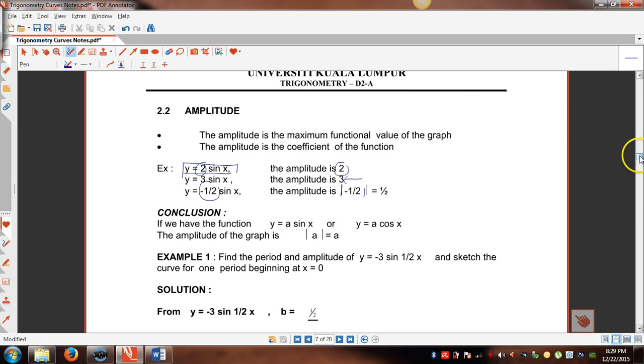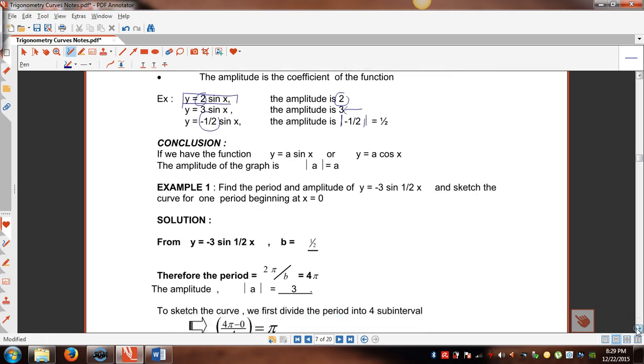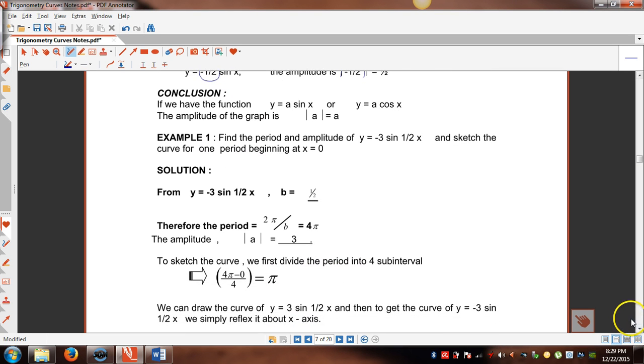So we look at example 1 regarding the amplitude. Find the period and amplitude of y equal to negative 3 sine half x and sketch the curve for one period beginning at x equal to 0. Obviously, we have to find the period first. So this is your A and this is your B. So B equal to half, A equal to negative 3, right? So therefore, the period equal to 2 pi over B. B equal to half, then obviously we get 4 pi as your period.